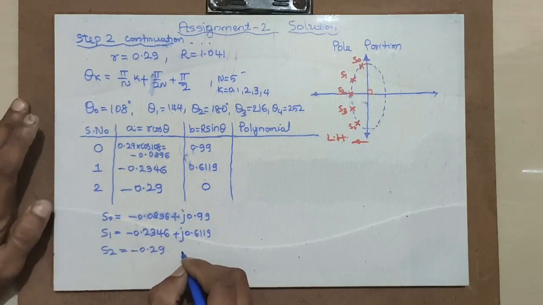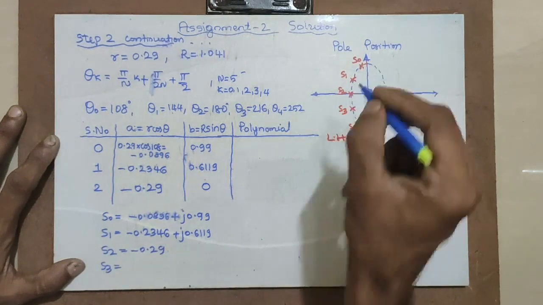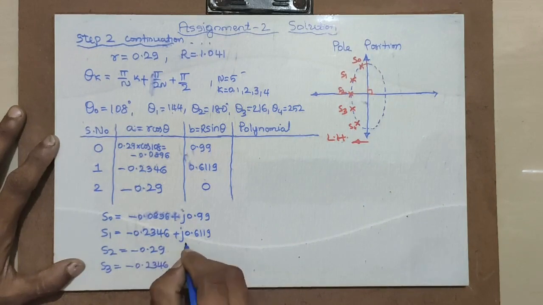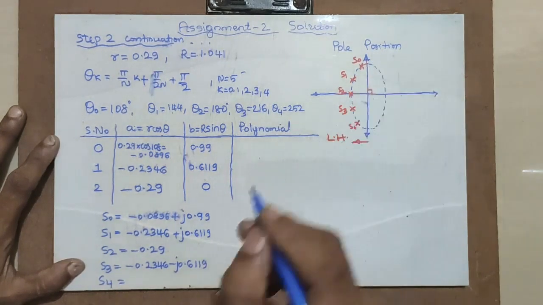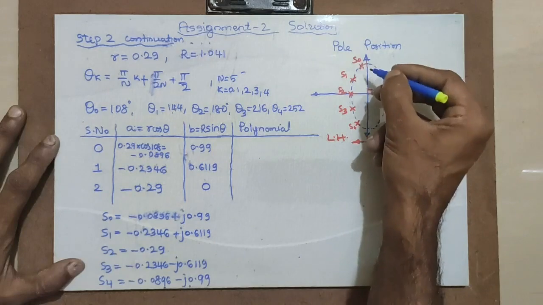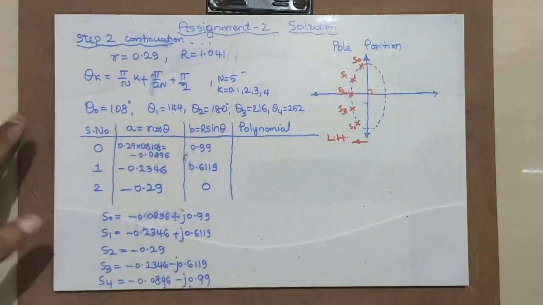Now what about S3? S3 is conjugate of S1. That means minus 0.2346 minus J0.6119. S4 is conjugate of S0. Hence it becomes minus 0.0896 minus J0.99. Hence this is how the poles are positioned. These are the values. You can easily find it from this.